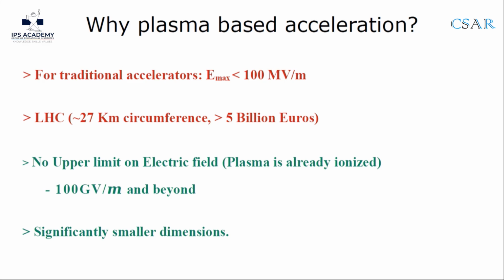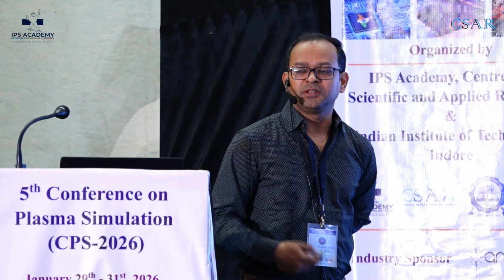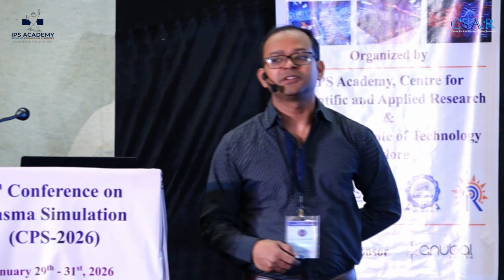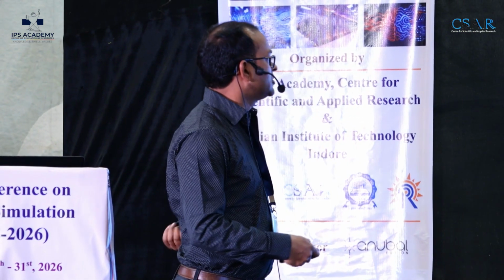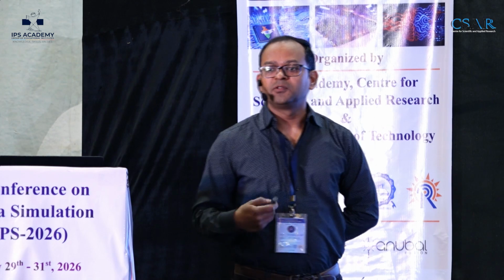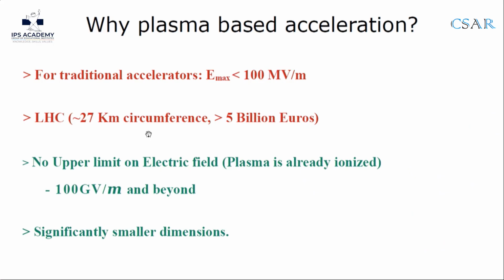When you have plasma-based acceleration, the benefit is that plasma is a broken down medium, already ionized. So you can have electric fields which are very, very large, several orders of magnitude. You can go from 100 megavolt per meter to 100 gigavolt per meter, even beyond. People have reported that a 1 teravolt per meter field is also sustainable in a plasma. This actually reduces the dimension of the accelerator.